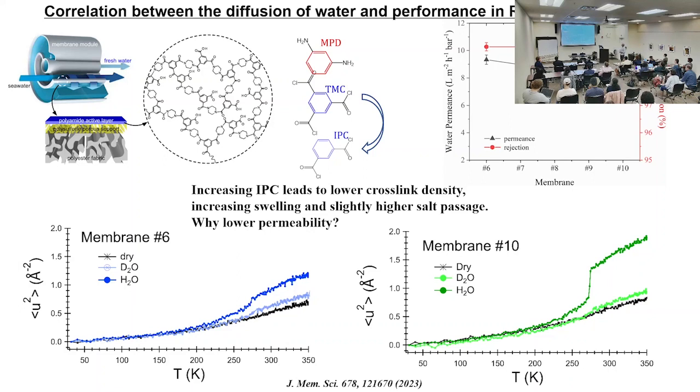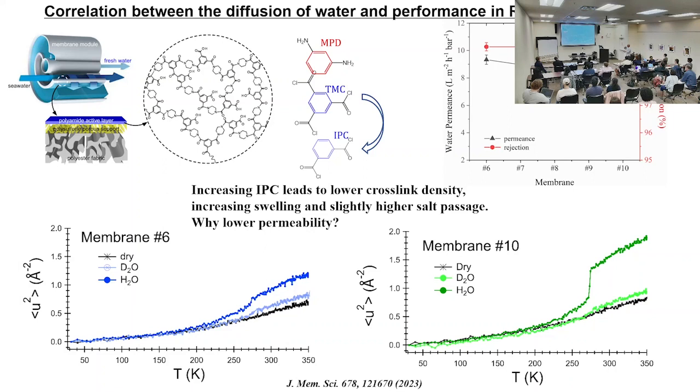Okay, so my second example shows the correlation between the diffusion of water and performance in RO membranes. As you know, the water crisis is a real one. Right now, almost 2 billion people do not have access to fresh water. So how can we address this? One way of solving this problem is through RO membranes, of course. These RO membranes separate contaminants from the fresh water. On one side you have contaminants and on the other side you have fresh water, right? But we have to somehow improve their performance. This is what we are trying to do here.